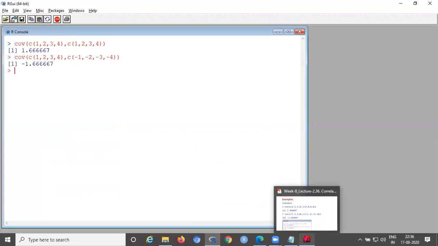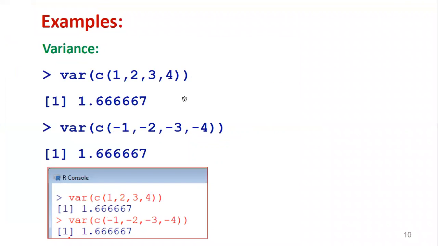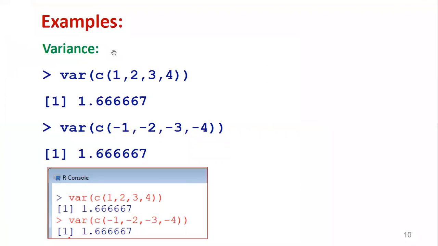So this is the covariance of the given data vectors. Similarly, you can find the variance. Using var, we can take only a single vector, whereas covariance takes two vectors. Variance you can take only one vector at a time. VAR, variance of c of the vector with data values.